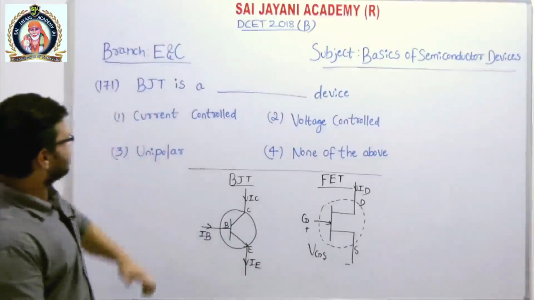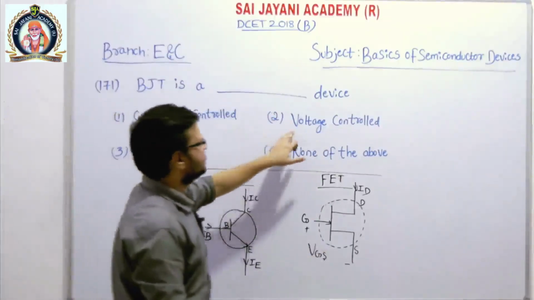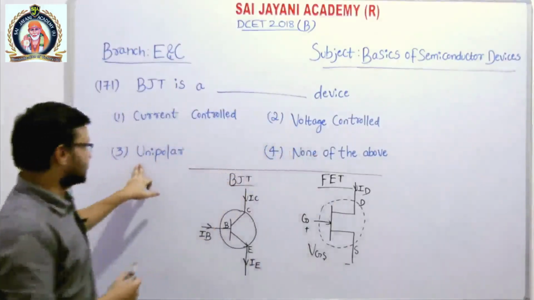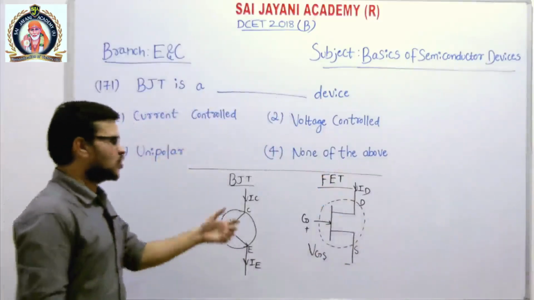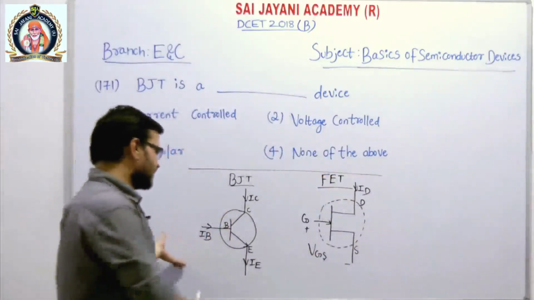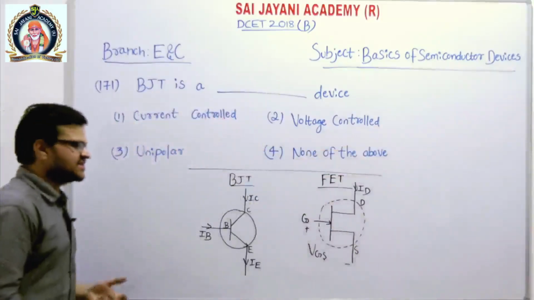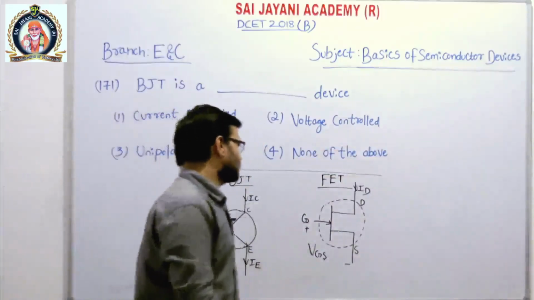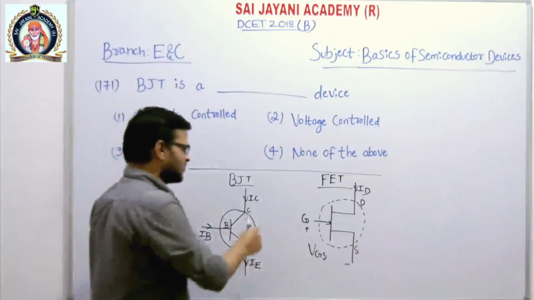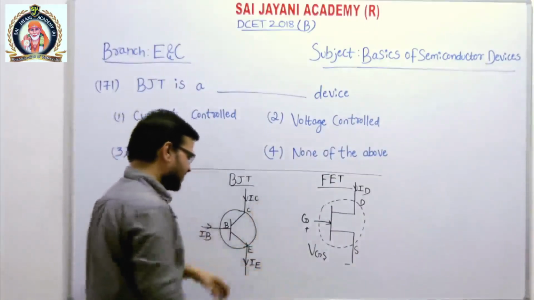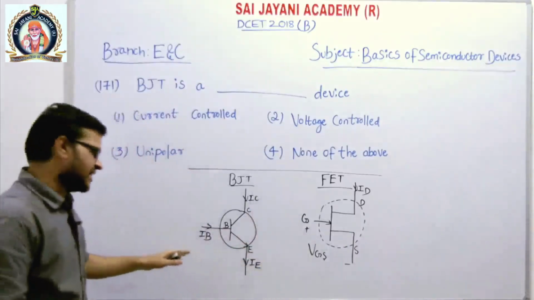Question number 171: BJT is a dash device. The options are: the first one is current controlled device, the second one is voltage controlled device, the third one is unipolar, and the fourth one is none of the above. In a current controlled device, the output characteristics are changed due to the input current, but in a voltage controlled device, the output characteristics are changed due to the base voltage. Here consider a BJT. BJT is a current controlled device because the collector current and the emitter current are changed due to a small increase in the base current IB.